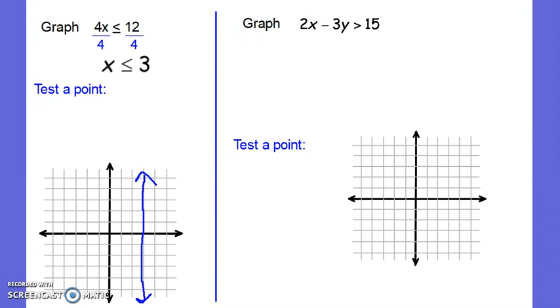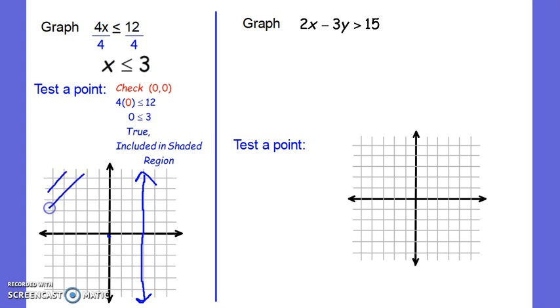And then I need to decide: if x is less than 3, does that go left or right of my line? Notice my line's vertical, so I've only got two halves to my graph, left of the line or right of the line. I'm just going to pick a point to test. 0, 0 is not on my solid line, so that's a great point to test. Plugging in the x coordinate of 0, we find that 0 is less than or equal to 3, which I definitely agree with, which means 0, 0 is a true statement. So that tells me everything to the left of the line will be a true statement.